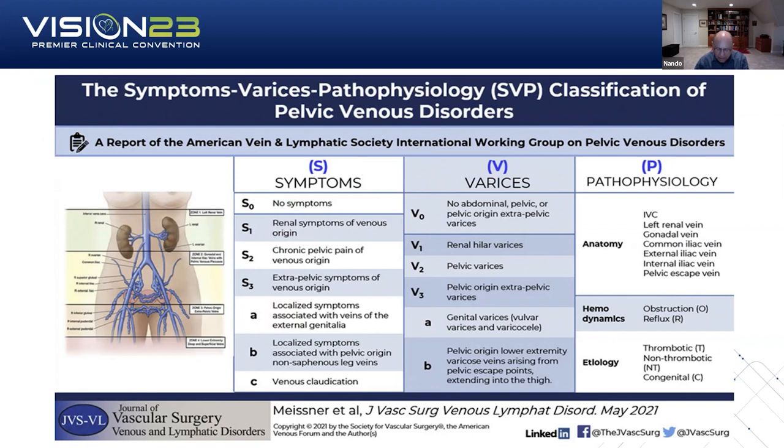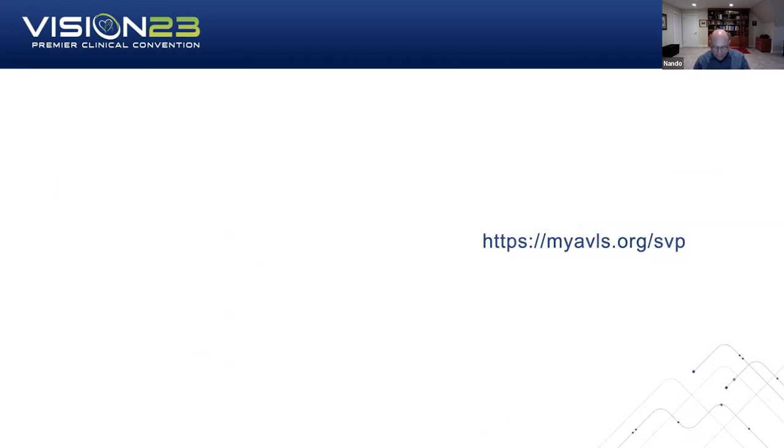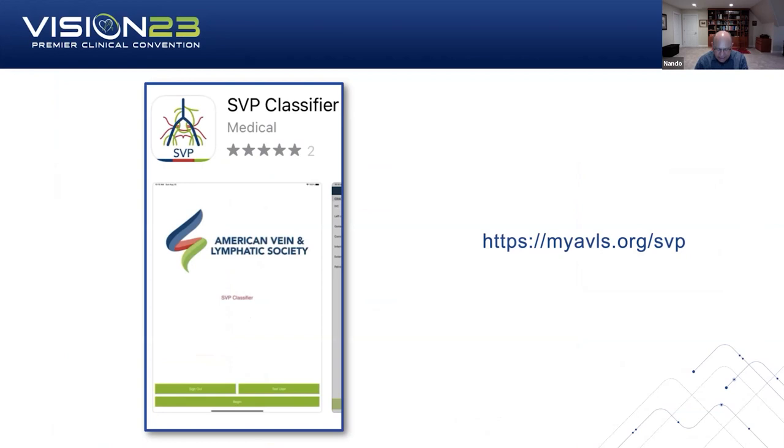To repeat, the domains are symptoms, varices, and pathophysiology, which are then divided into anatomy, hemodynamics, and etiology. ABLS has developed an app named SVP Classifier for the Android and Apple platform that can be downloaded at this site. The Society has also released workbooks to practice using this classification.